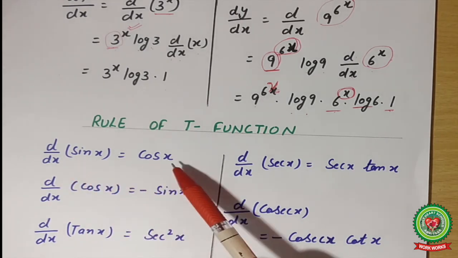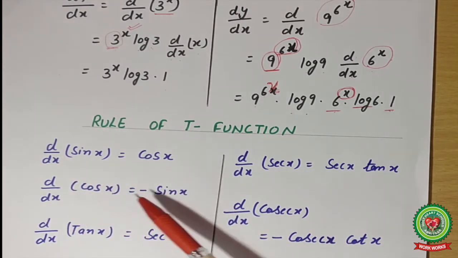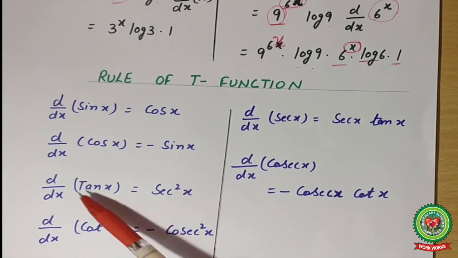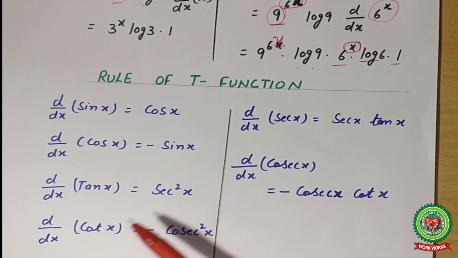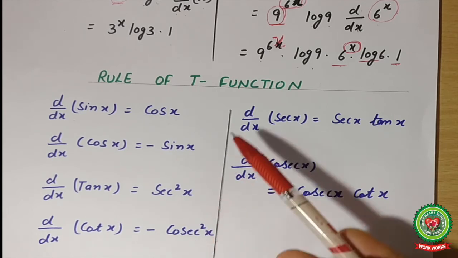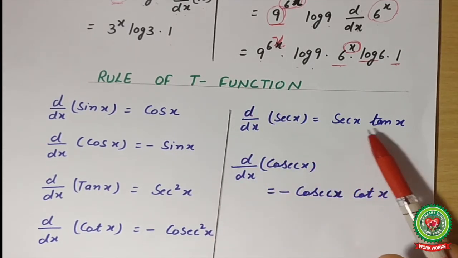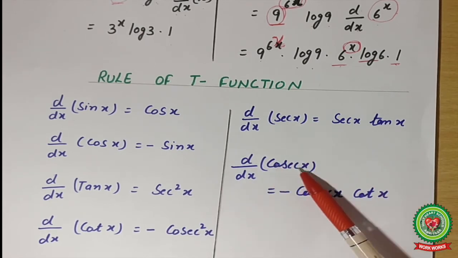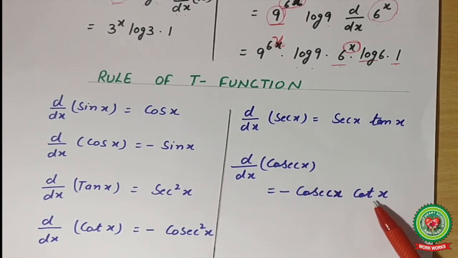d/dx of sin x is cos x. d/dx of cos x is minus sin x. d/dx of tan x is secant square x. d/dx of cot x is minus cosecant square x. d/dx of secant x is secant x tan x. d/dx of cosecant x is minus cosecant x cot x.